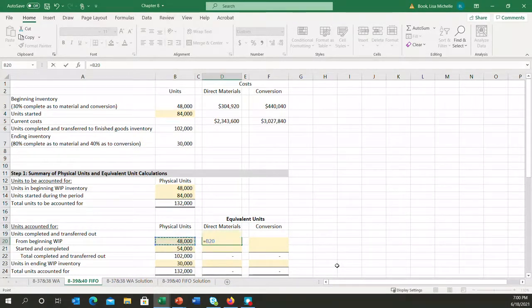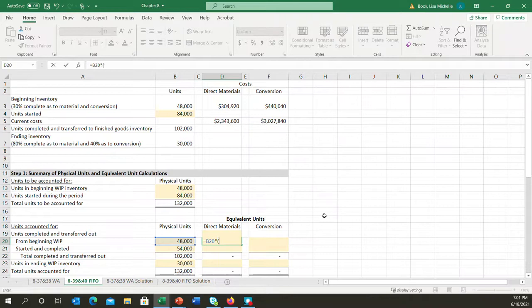What I need to look at is, I'm trying to isolate what work I had to do on these during the current period to finish these off. So I'm going to take the 48,000 units and, instead of multiplying it times the percentage of completion in beginning inventory, I'm going to multiply it times 100% minus that 30%. In essence, what I'm saying is 30% is a prior period. I'm not concerned about that. I want to look at the additional amount of work that I had to do to complete these units.